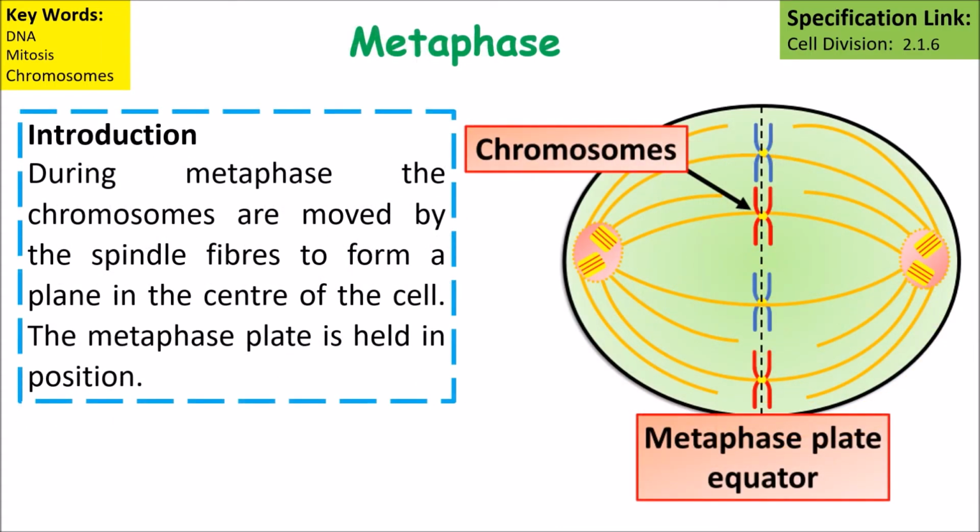During the metaphase, the chromosomes are moved by spindle fibers to form a plane along the centre of the cell, so they all line up in the middle. So the metaphase plate is held in a certain position along the equator of the cell.